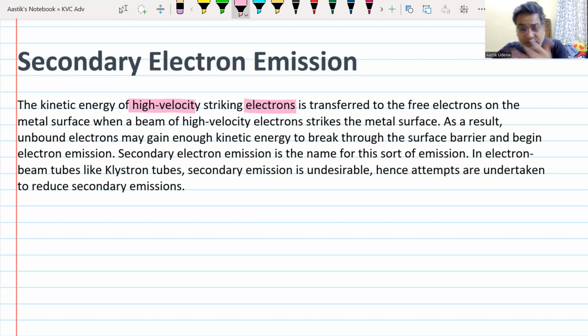Why it is known as secondary? Because primary electrons are already there, which is moving and striking the electrons on the metal surface. This type of emission of electrons by striking it with another electron beam is known as secondary emission. I'll give you a minute to just note it down in very short.